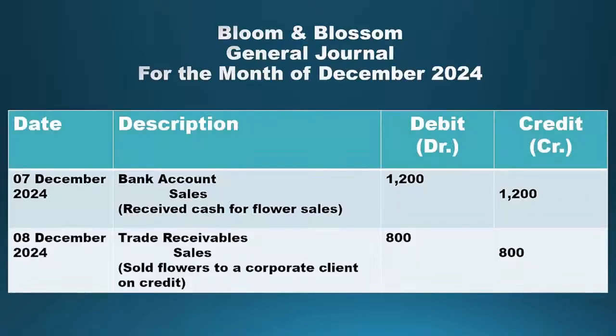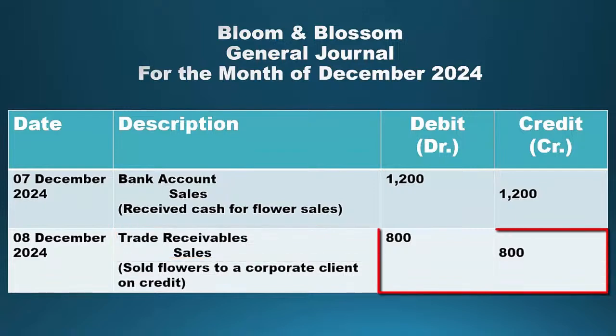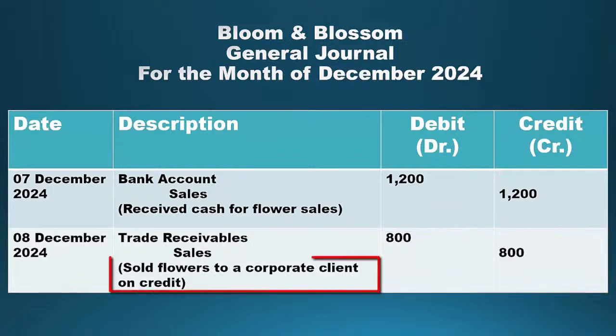Step 5. Recording in the journal. Finally, record this transaction in the journal with the following details. Date. Enter the date the flowers were delivered. Accounts. Write the names of the accounts involved, trade receivables account and sales account. Amounts. Enter $800 as a debit to the trade receivables account and $800 as a credit to the sales account. Description. Add a brief explanation, such as credit sale of flowers to corporate client, invoice number 789.